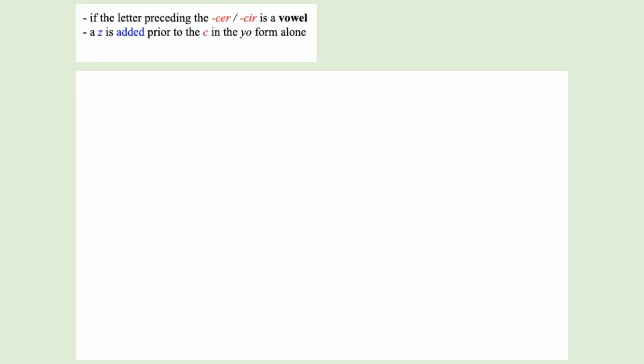On the other hand, if the final C is preceded by a vowel, then you will add a Z prior to the C in the first person singular, but the other forms again remain regular.